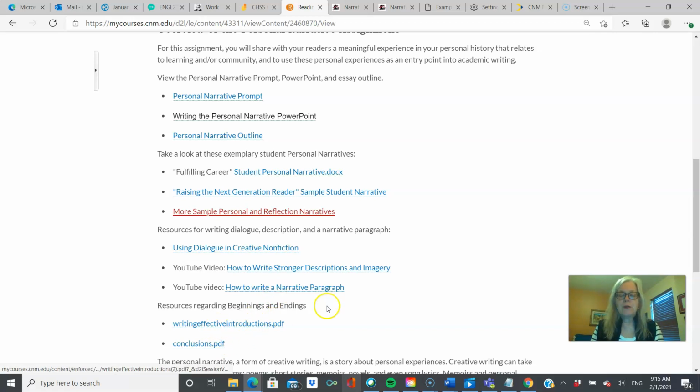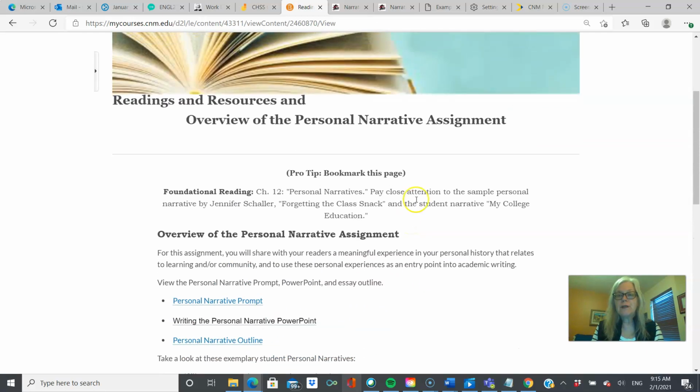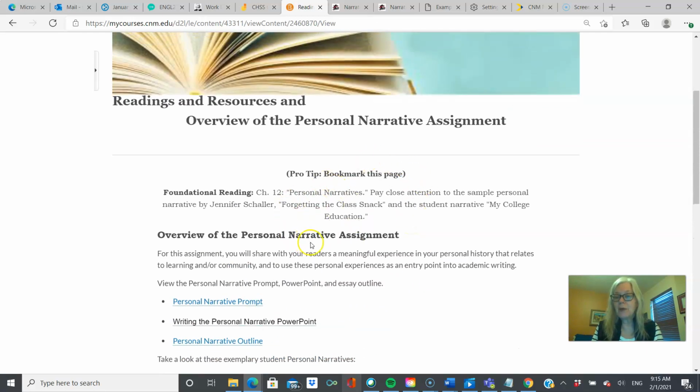These two PDFs are really useful to you for your journal. It's writing effective introductions and conclusions. We're going to look at that in just a moment. This is a lot of stuff to review, but here's the deal. I want you to bookmark or come back to this regularly because your resources are all here.